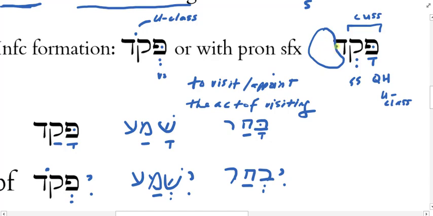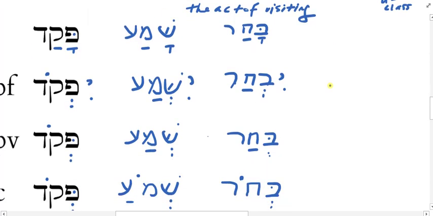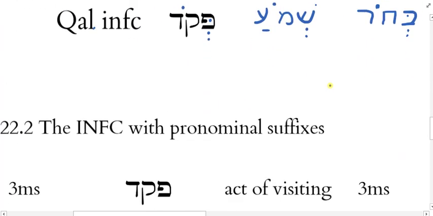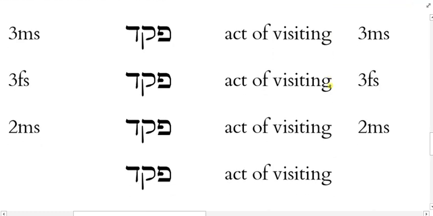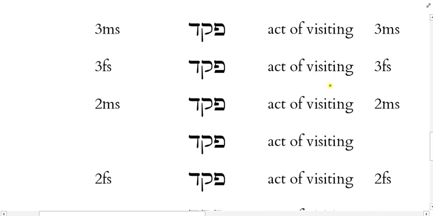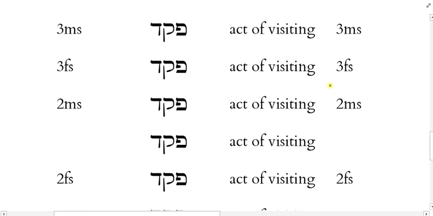Accent's going to be over here. So because of the closed syllable, my holum has to reduce to a short vowel, which is qamets qatuf. They're both going to sound the same. That is, they're both going to sound like O. Pqod and poqdi. All right? So what I want to do is walk you through the forms of the infinitive construct with these pronominal suffixes attached. These are in your textbook, on your chart.